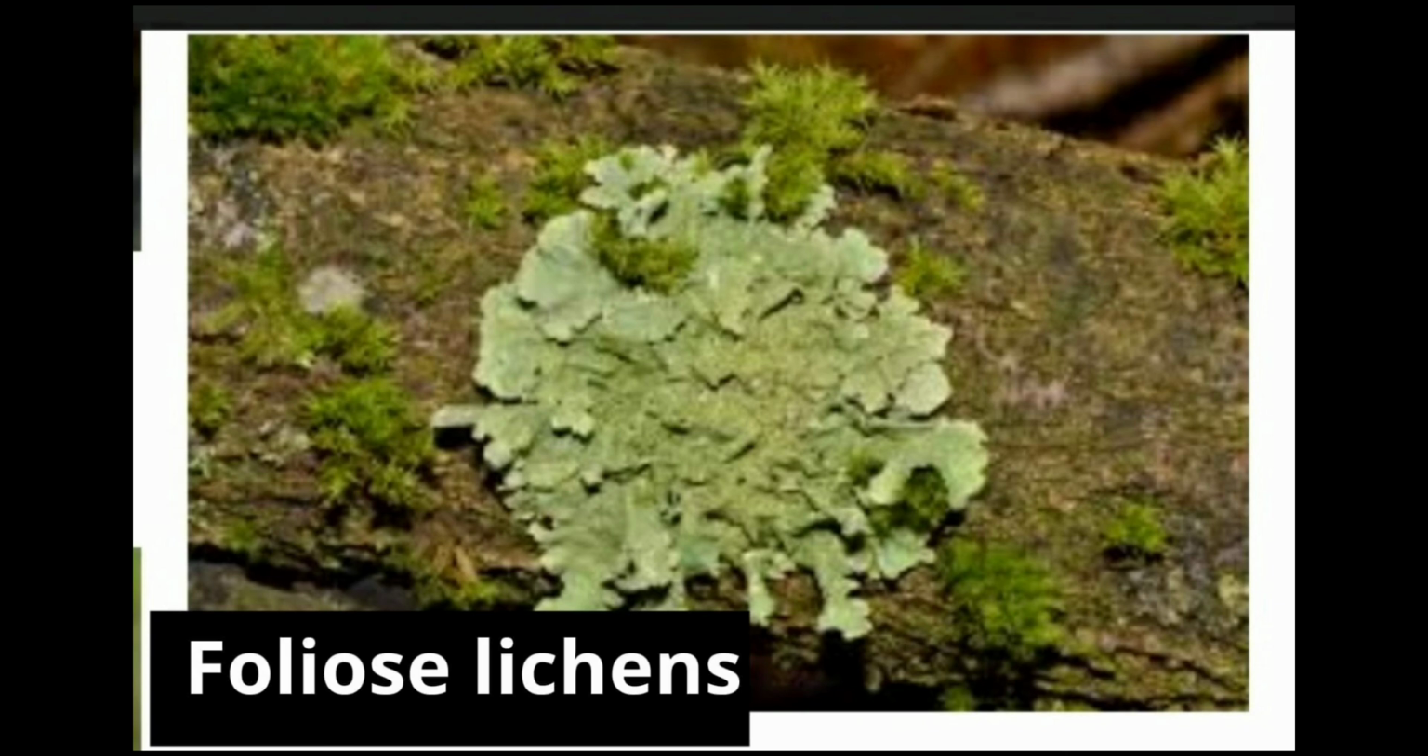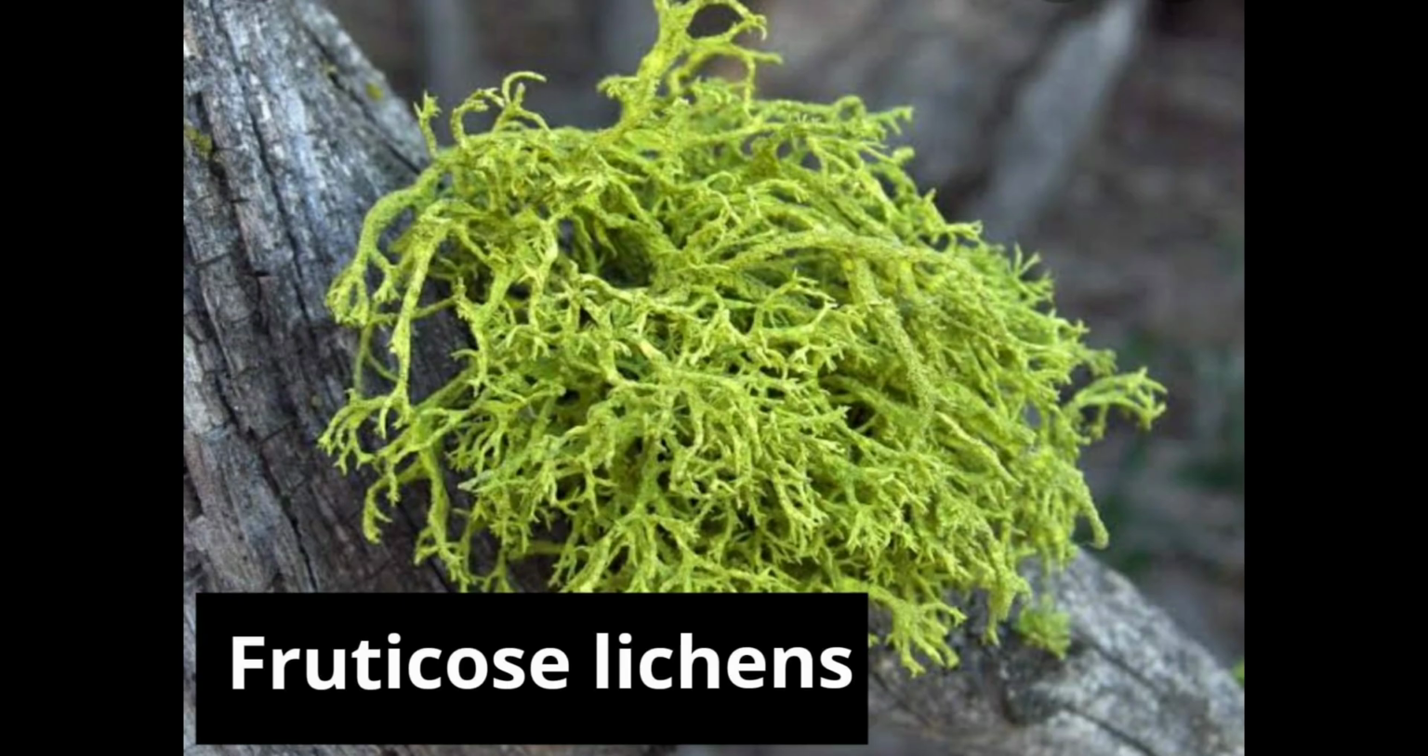Then comes fruticose lichens. Lichens are symbiotic associations of algae with fungi. The algal component is called phycobiont, the fungal component is called mycobiont. All these are the pictures of the second chapter.